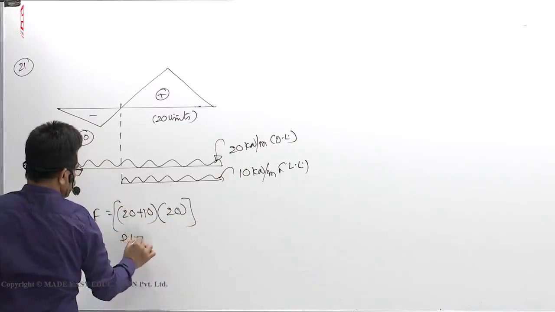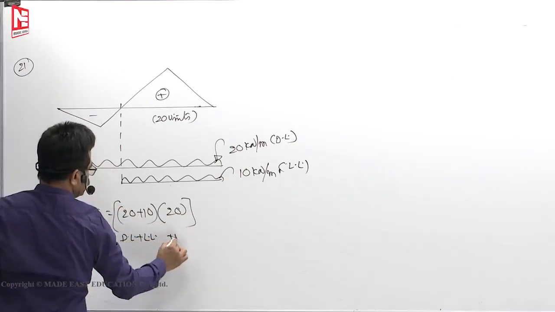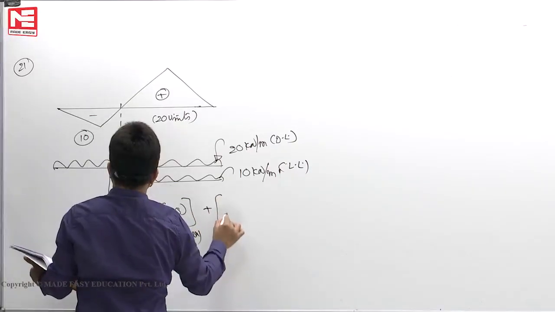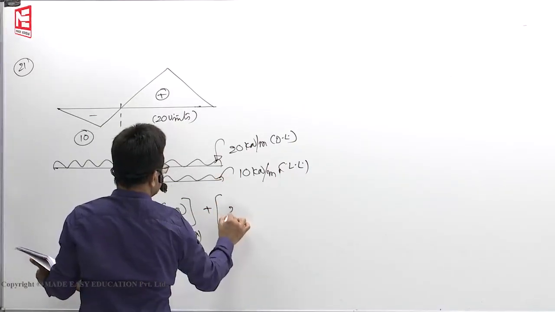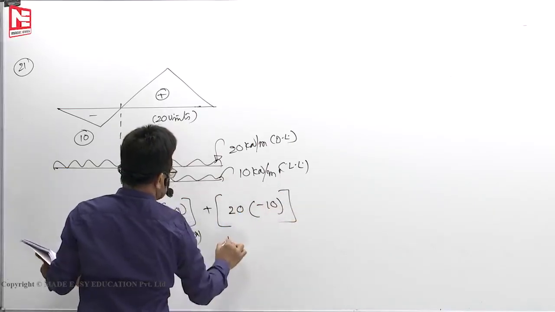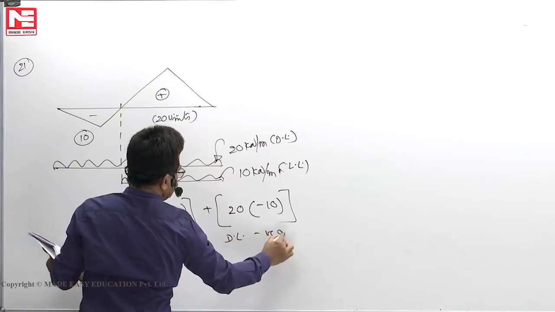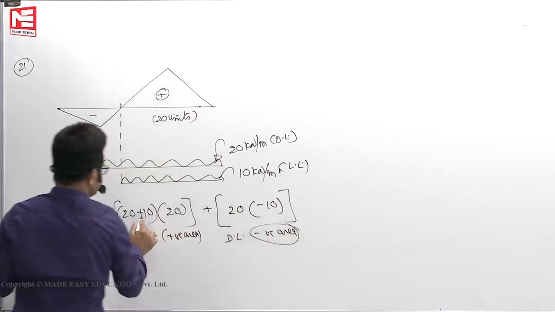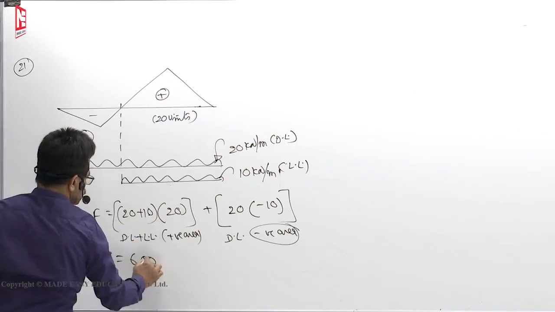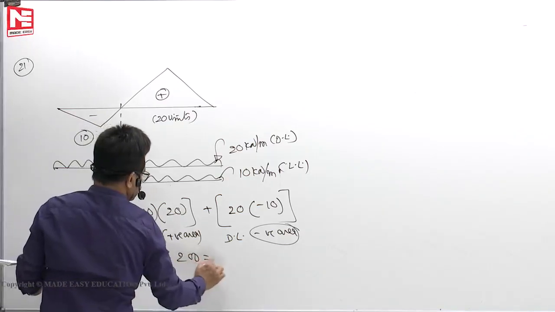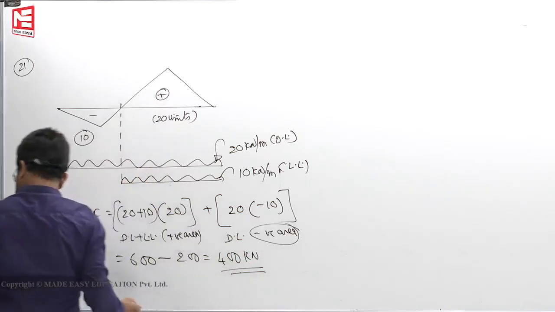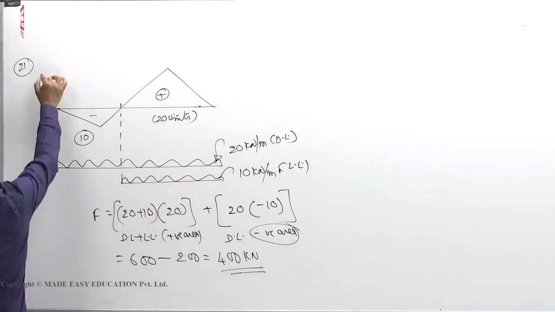This is DL plus live load. This is positive area. Plus dead load is 20 into negative area minus 10. This is dead load, negative area. This you have to keep it. So 20 plus 10, 30, 30 into 20, 600 minus 200. So you will get 400 kilonewton. So correct option is B.